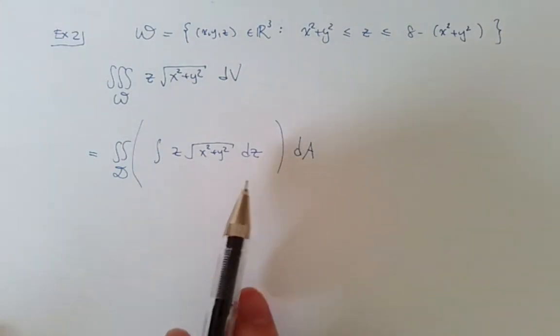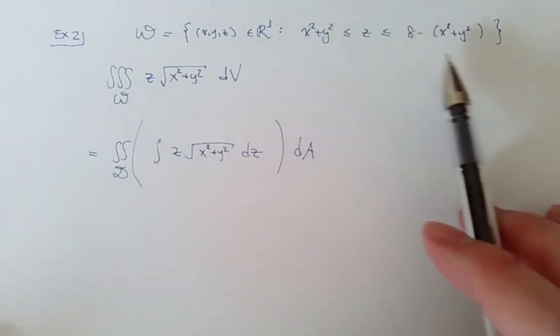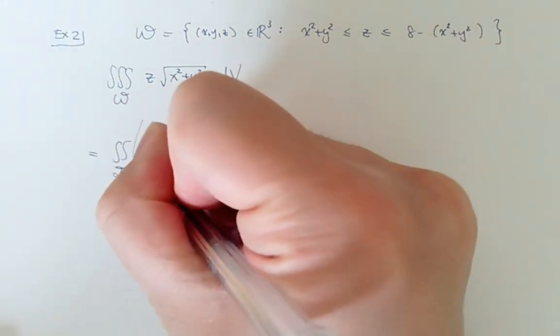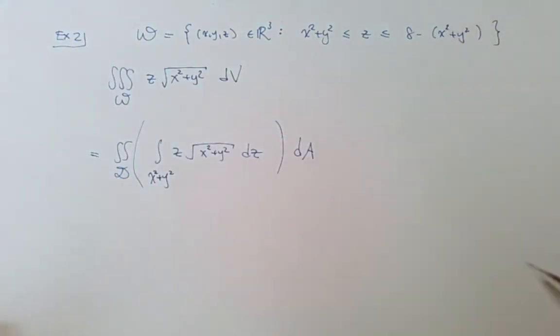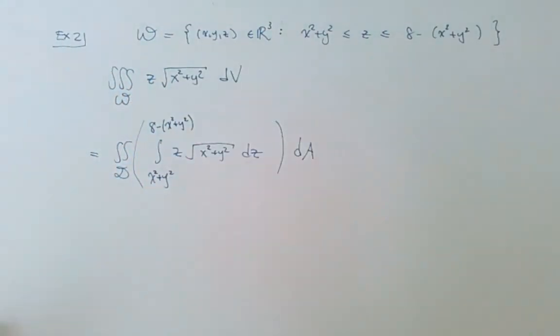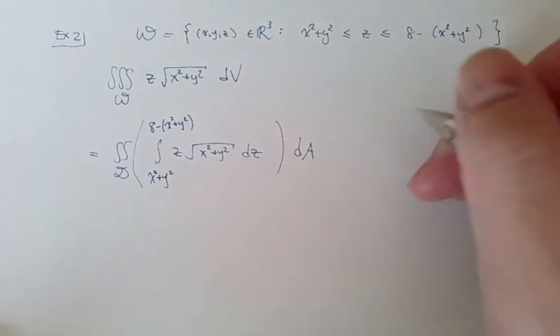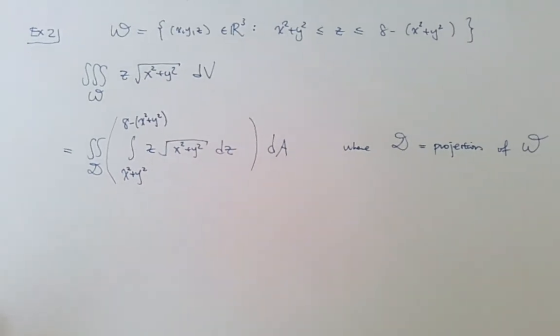What are the z values? z goes from something to something described in x and y. Thankfully, we already have that description. So this one is given to us for free. We go from x squared plus y squared to 8 minus x squared plus y squared. All right. And what is D? Where D is the projection of W, D is the projection of W to the xy plane.